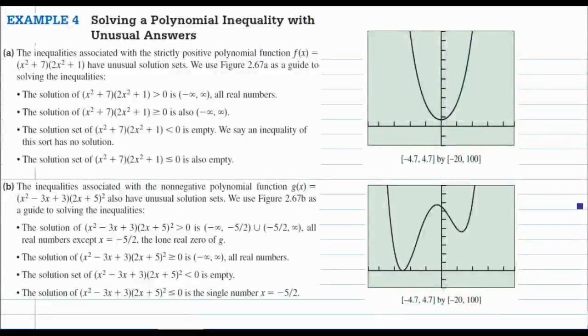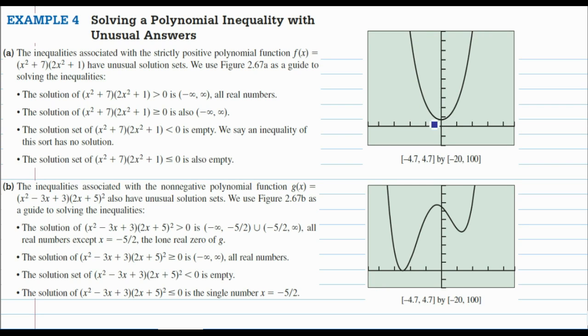This is the screencast for section 2.8, example 4. We're just going to look at a couple of polynomial inequalities with unusual answers. So this polynomial f of x, which is x squared plus 7x times 2x squared plus 1, so a fourth degree polynomial, graphs to be like this.